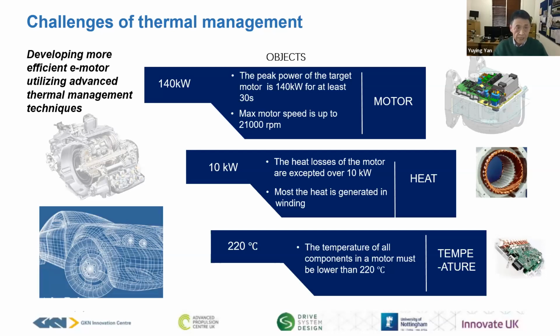What's the challenge target? It is the electrical engine or motor. The peak power of the target motor is 140 kilowatts for at least 30 seconds. And the maximum motor speed is up to 21,000 RPM or even higher. The heat loss of the motor is expected to be over 10 kilowatts, and most of the heat is generated in the winding. In terms of thermal control, the temperature of all components in the motor must be below 220 degrees C.